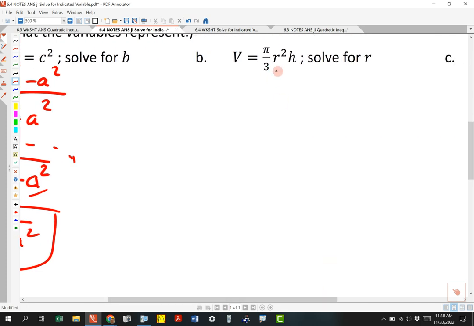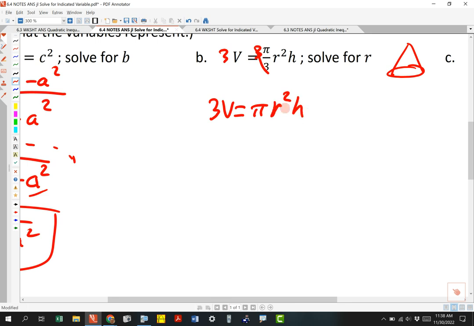Does anybody recognize that formula? It's the volume of a cone. Very good. Volume of a cone. So these should all be positive values. As we're going through and solving this for r, we're going to get the r completely by itself. So a couple of quick things that we can take care of. One thing we normally don't like to work with is denominators. So the first thing I'm going to do is multiply both sides by 3. That's going to cancel off, and I'm going to get 3v equals pi r squared h.